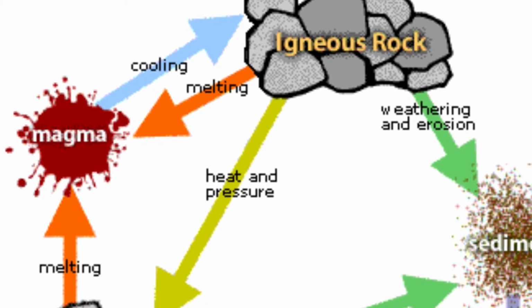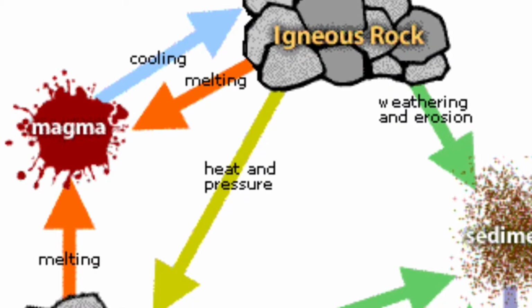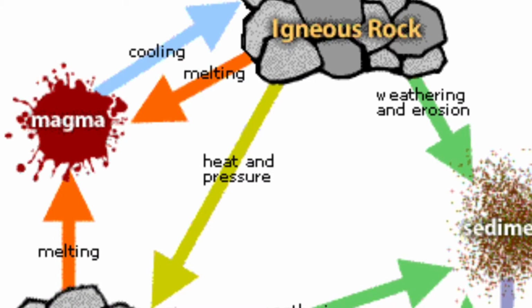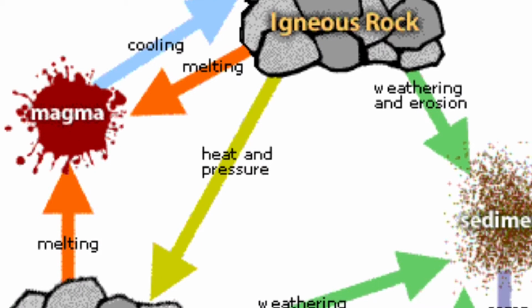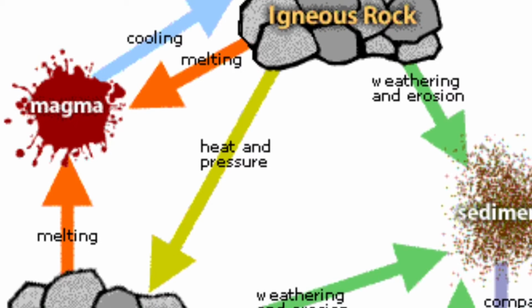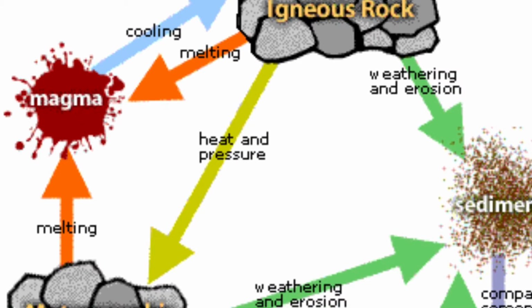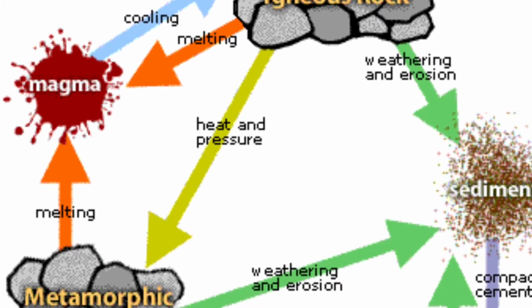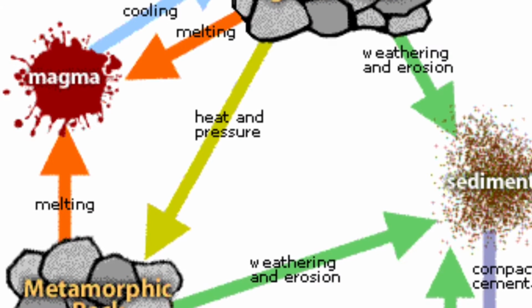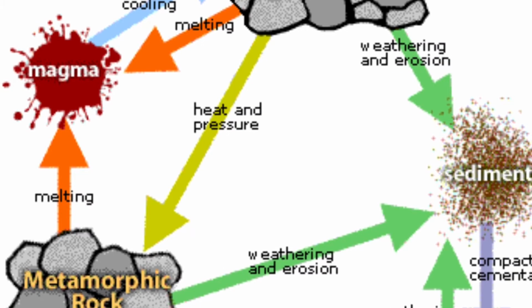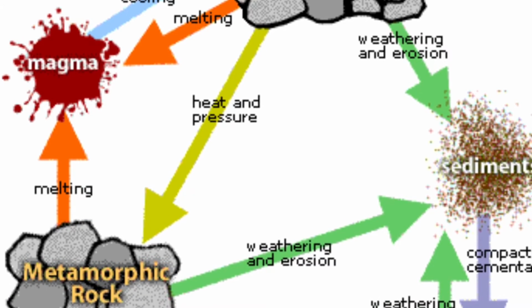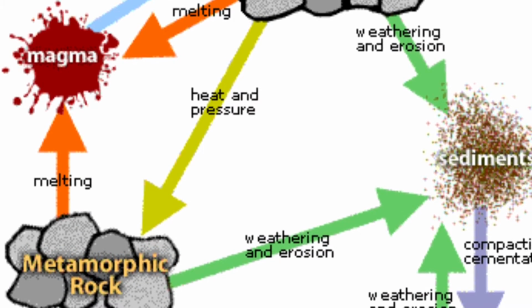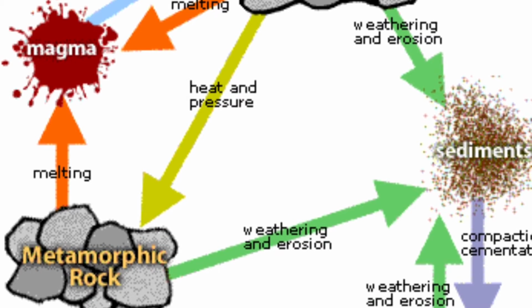First, you have the igneous rock, which melts and turns into magma. Magma cools and turns into the igneous rock. Igneous rock, by weathering and erosion, turns into sediments. Metamorphic rock, by melting, turns into magma. And igneous rock, by heat and pressure, turns into metamorphic rock. Metamorphic rock, by weathering and erosion, turns to sediments.